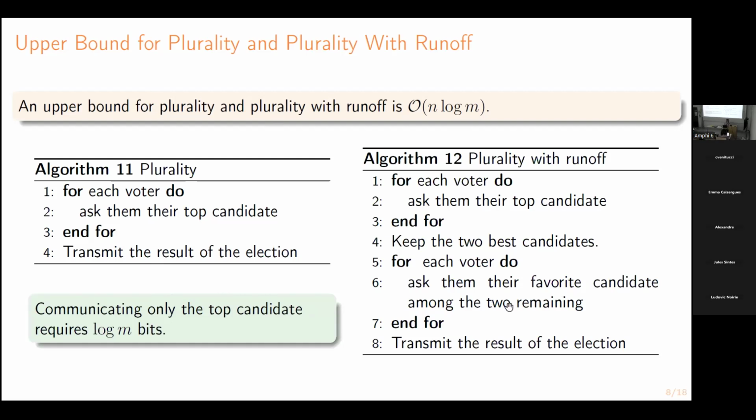And for the runoff, it's the same. So you see that here, the upper bound is better than the general bound. It's because here, you don't need the whole ranking to do the process. You just need to have the top candidates. Okay, so is it okay for everyone?